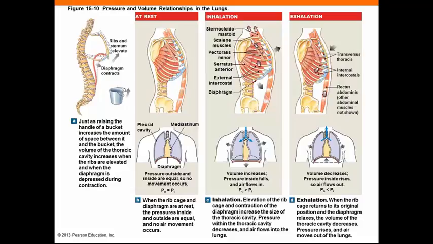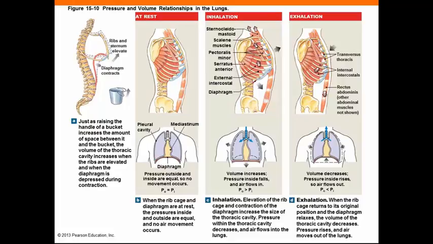Inhaling, the external intercostal muscles are going to elevate the rib cage and the diaphragm will contract. So these things together will increase the volume of the thoracic cavity, and the pressure on the inside of that cavity will decrease. Since the inside pressure is lower than the pressure outside, the air will move into the thoracic cavity.